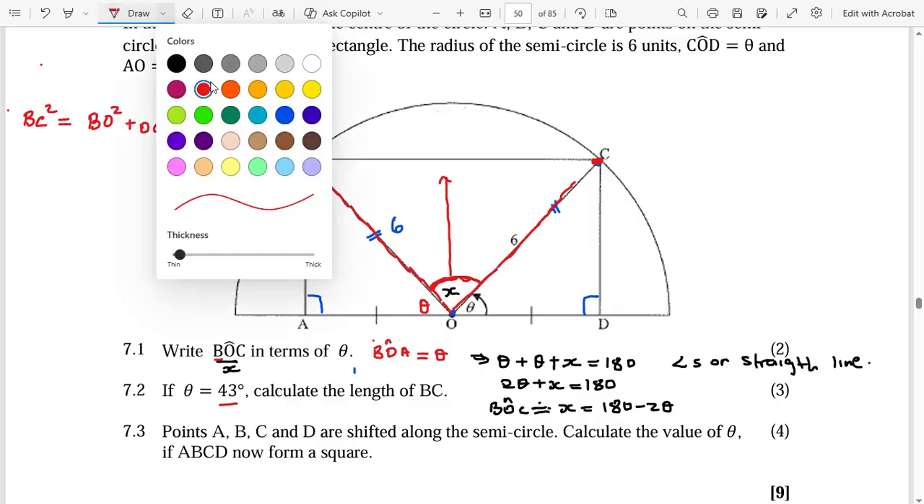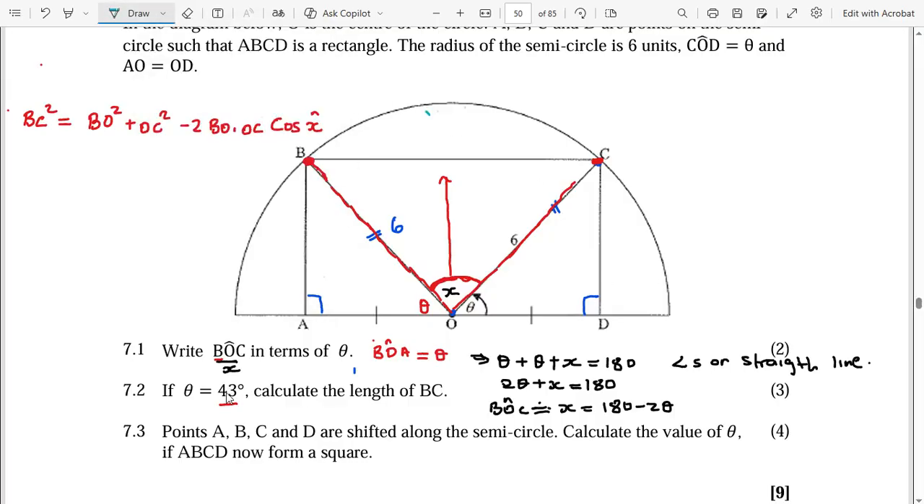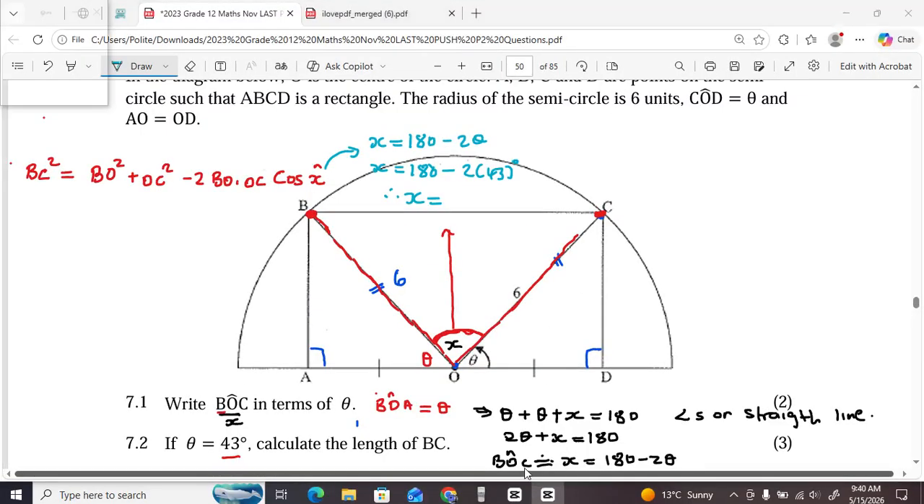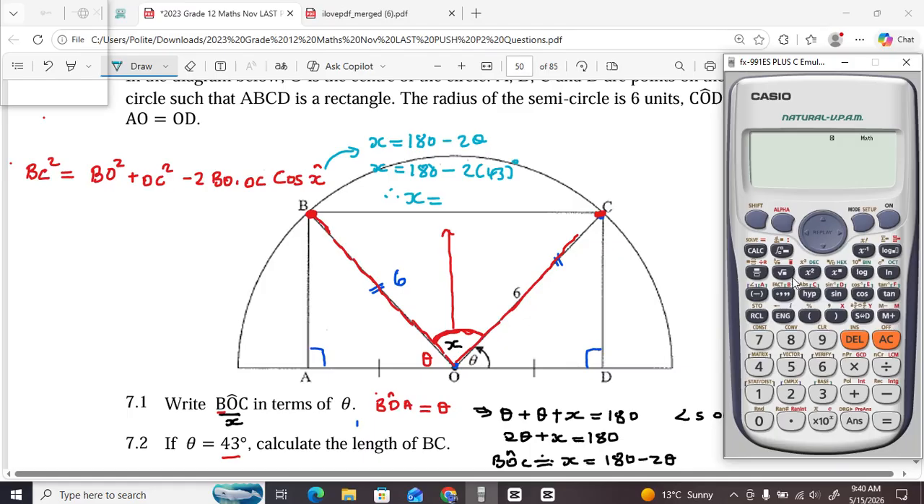So I have theta as 43 degrees. I have to first find what X is. Remember, we said that this angle X here is 180 degrees minus 2 theta. And now we are given theta. This will be 180 minus 2 into 43 degrees. So I'm going to punch that on the calculator: 180, subtract 2 times 43, and see what that equals.